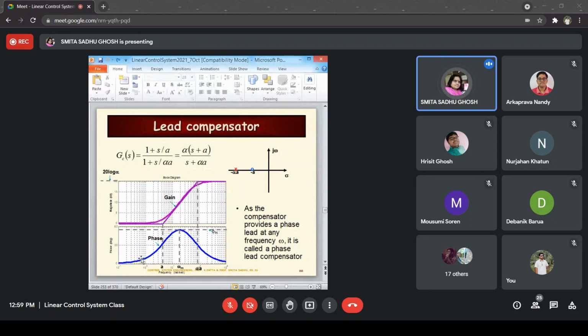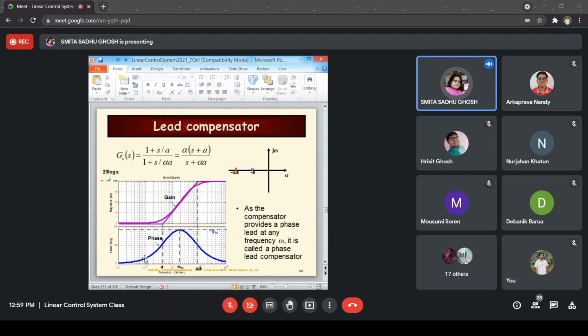Of course, in your semilog graph paper, you will not find 0 frequency. So what we would be referring to is a very low frequency. There, the value of your phase is almost equal to 0.